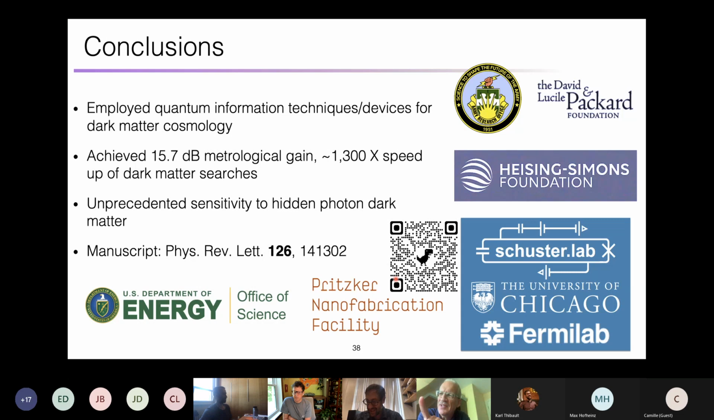Another question. So the interaction between this hidden photon and the real photon would be through some dielectric medium, right?